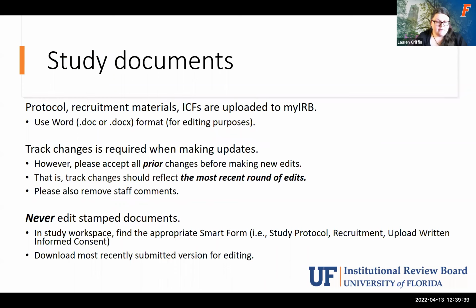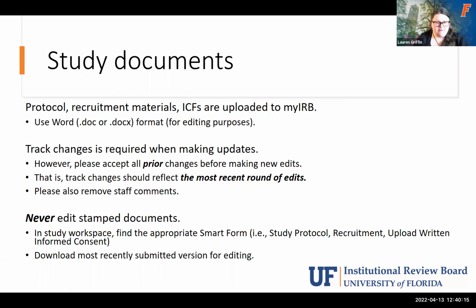So the last thing we're going to talk about is study documents. I saved this for last because it applies very broadly to everything we've talked about today. Protocols, consent documents, recruitment materials, all of these things get uploaded to my IRB. We ask that you use Word format, and this is for editing. If you use PDFs, you can't edit PDFs. If you use the Word document, you can edit that and you can use track changes. So we require that if you're going to make changes to a document, you do use track changes.